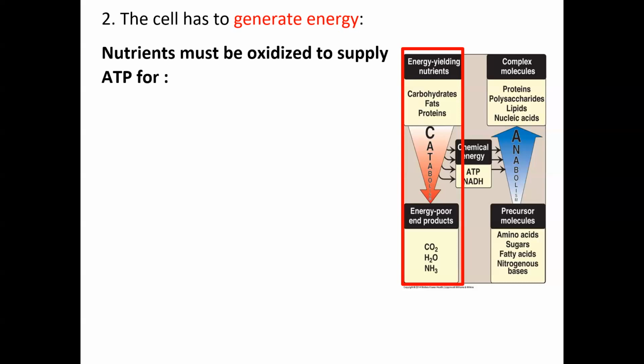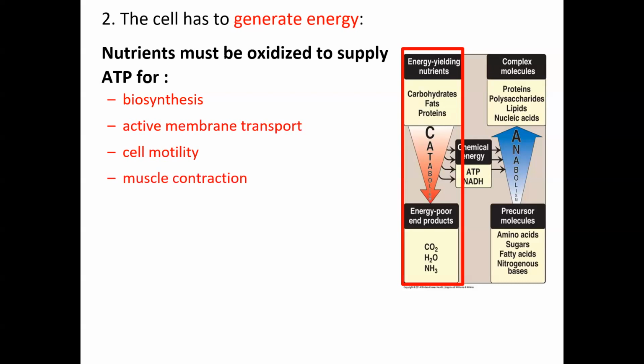Yes, so she mentioned the contraction or motility. Yes, so biosynthesis, this is when the cell needs to make large molecules like membrane lipids, etc. The cell needs this energy for active membrane transport, for motility, and for contraction if it is a muscle cells. Which of the following is the most important factor for cell survival?